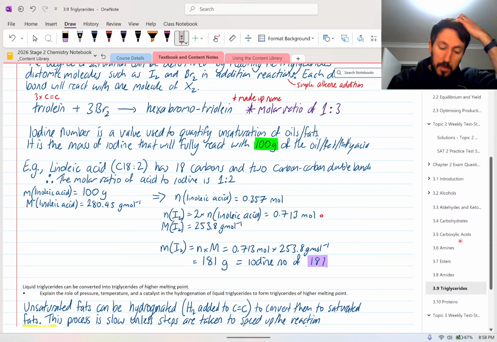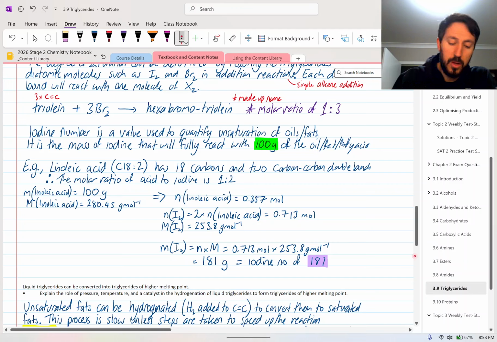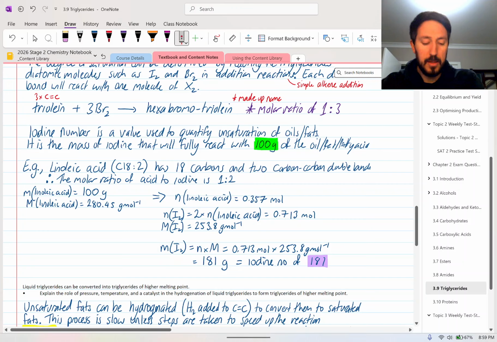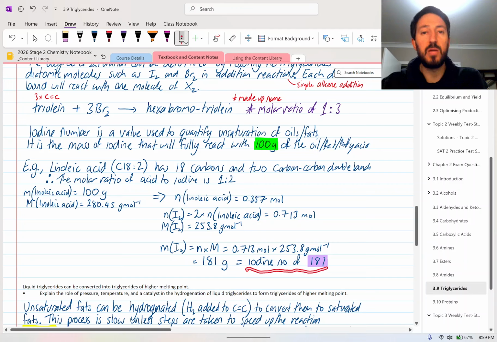Now, we know the number of moles of iodine. We also know the molar mass of iodine from the periodic table. It's twice the molar mass of an iodine atom by itself, and that is 253.8 grams per mole. Now, knowing these two numbers, the number of moles and the molar mass, we can use the rearrangement of our mole equation, which is mass equals number of moles times molar mass. 0.713 times 253.8 gives us 183 grams of iodine that will react with our 100 grams of our fatty acid. So that equates to an iodine number of 181.